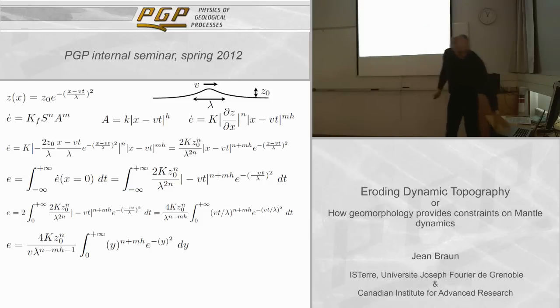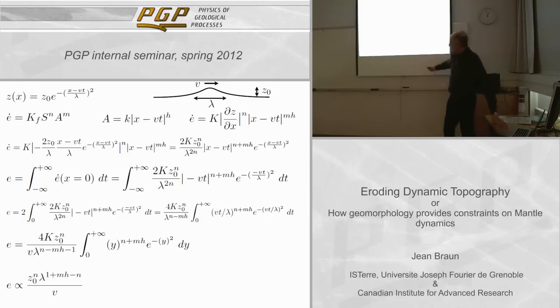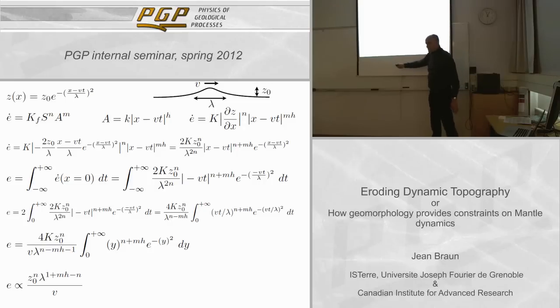And what we get is this formula: the total exhumation is proportional to the initial height, the height of the dynamic topography to some power, times the width of the system to another power, divided by the velocity of propagation of the plate or of the wave. That makes sense. The higher the velocity, the less I will erode. I've seen that in my experiments.